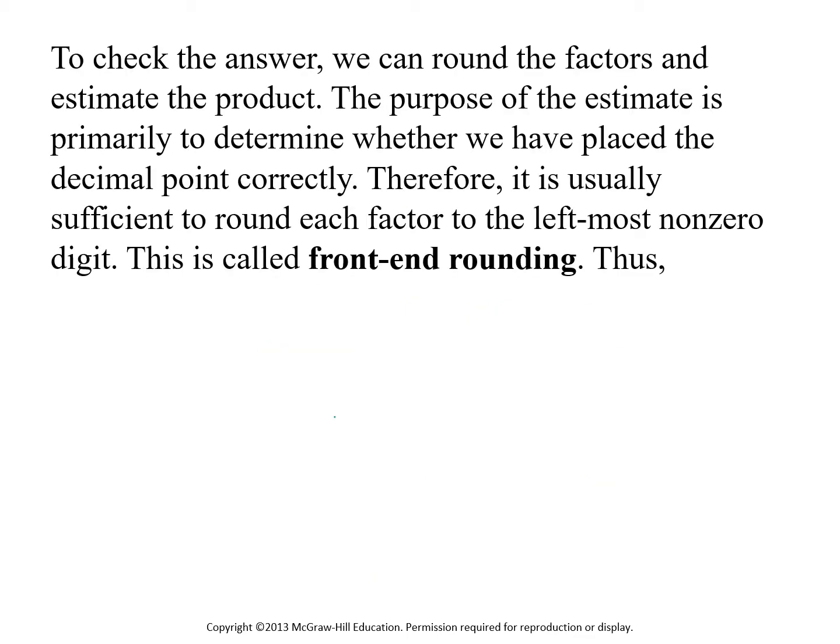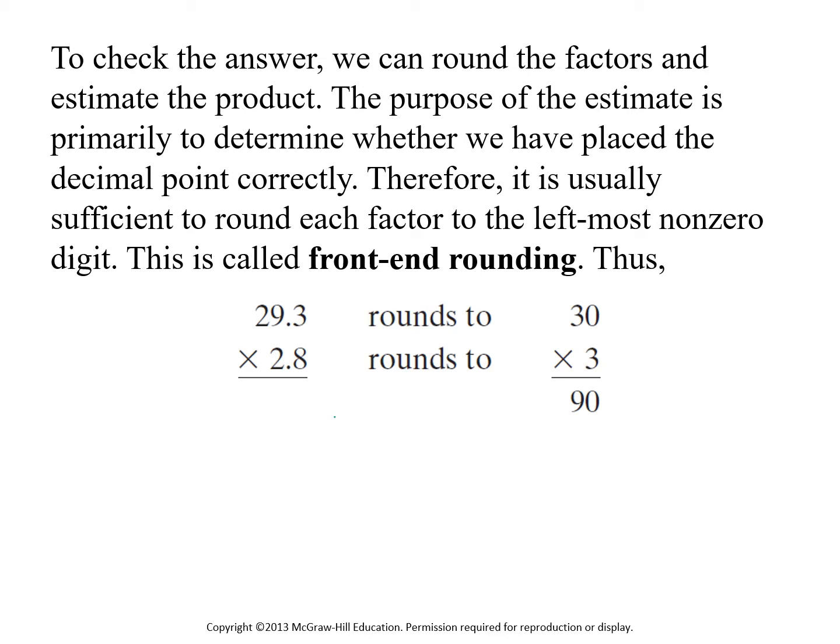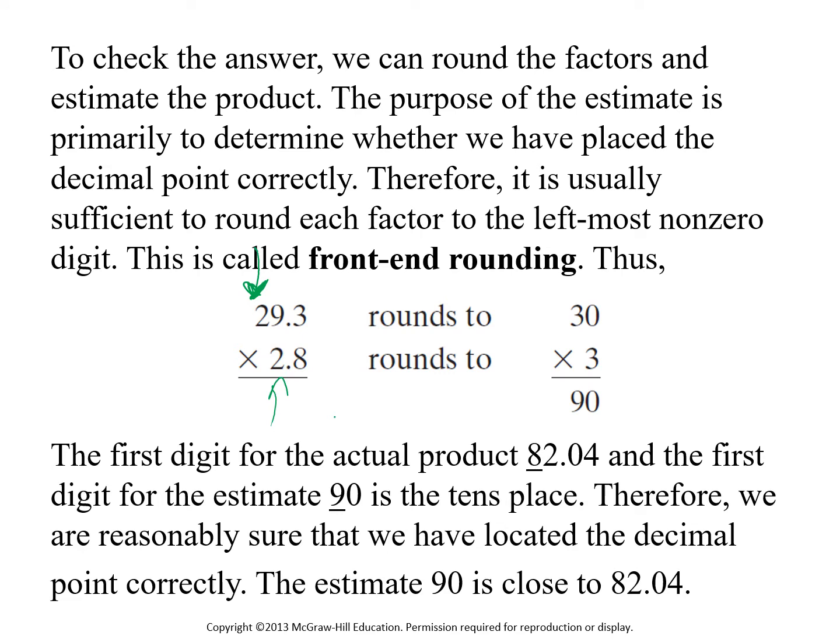And now we're going to use what we call front-end rounding. So front-end rounding means you round to the number's largest place. So this would be to the nearest 10, we have 30, and to the nearest 1, we have 3. And so our estimate is 90. And our actual answer was 82, but we're really just checking the decimal point to know that we have a realistic answer.